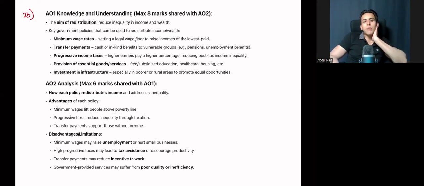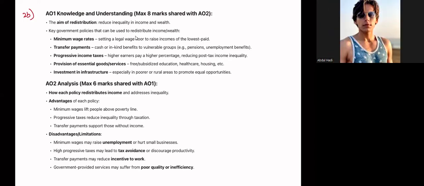The last one is that government provided services may suffer from poor quality or inefficiency. It's a fact that government services are not very good in quality.